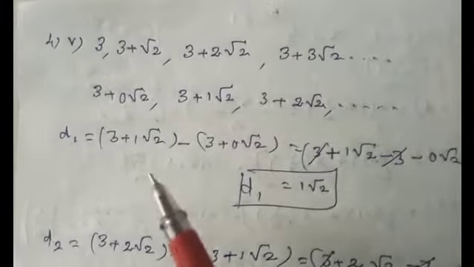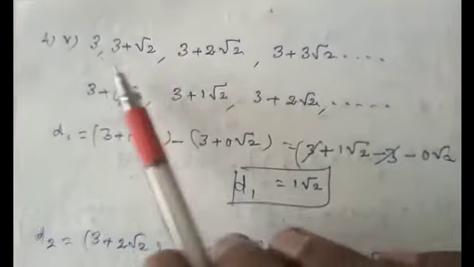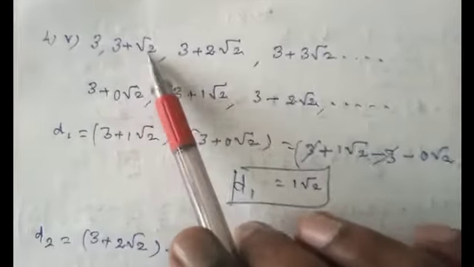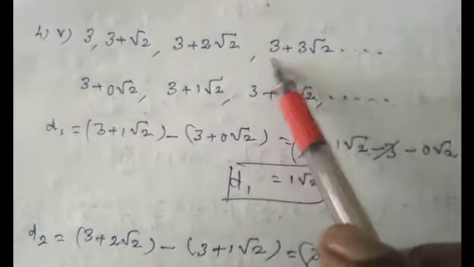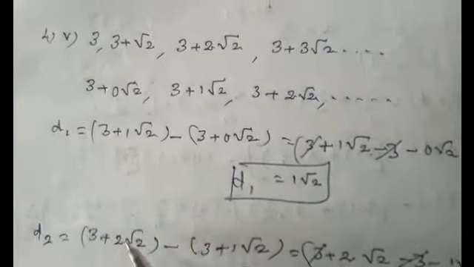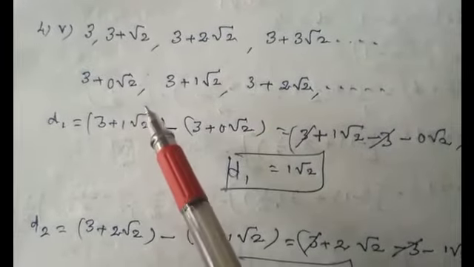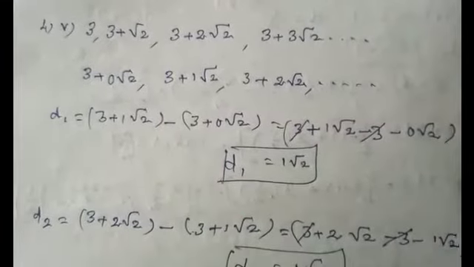Now, the fourth Roman letter, fifth subdivision. The given sequence is 3, 3 plus root 2, 3 plus 2 root 2, 3 plus 3 root 2, and so on. So this is the given sequence.